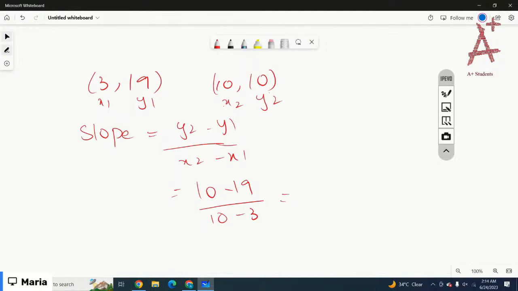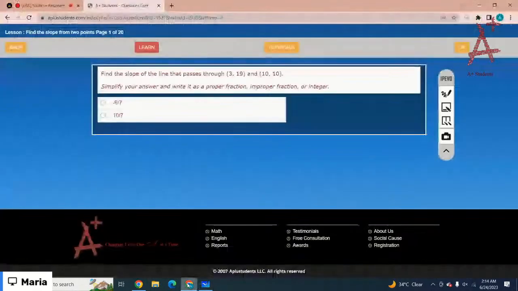So 10 minus 19, you are subtracting a greater number from a smaller one, so it would be negative 9. And 10 minus 3 is 7. It would be negative 9 over 7. So the slope for the points is negative 9 over 7. Got it?